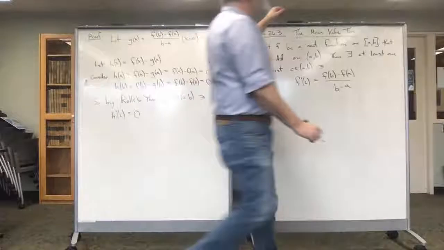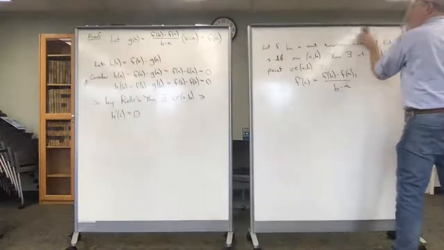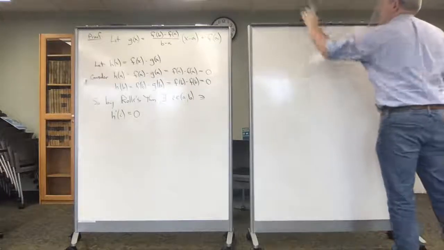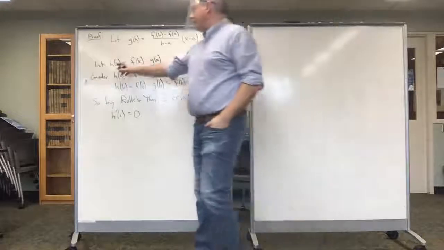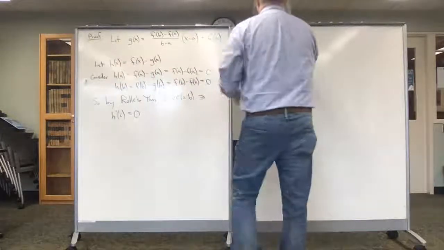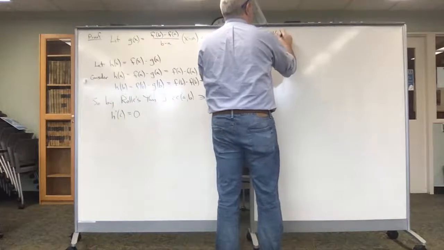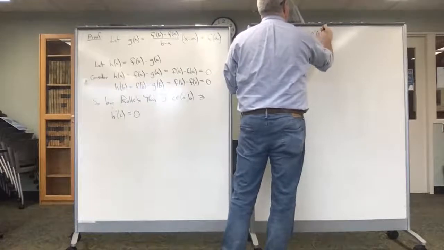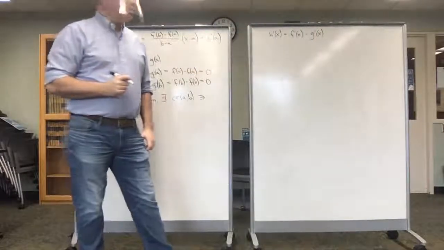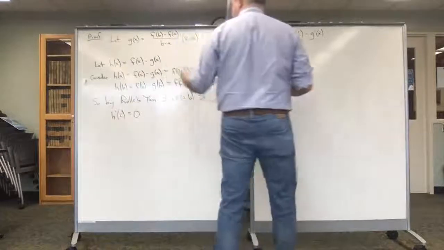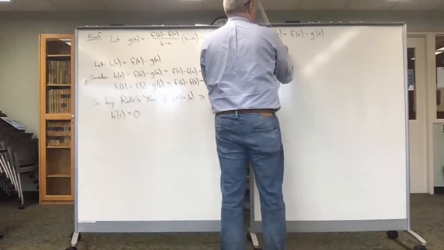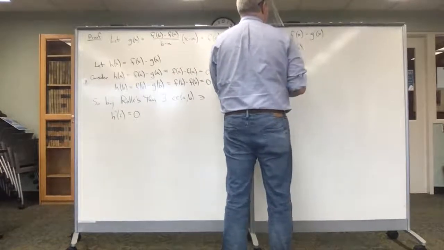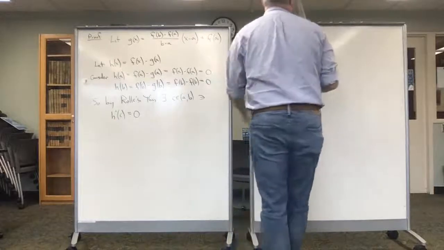Okay, well that seems good. What is h prime of c? We already know what h of x is. It's f of x minus g of x. So that means that h prime of x is just f prime of x minus g prime of x, correct? So if I wanted to know h prime of c, it would be f prime of c minus g prime of c.